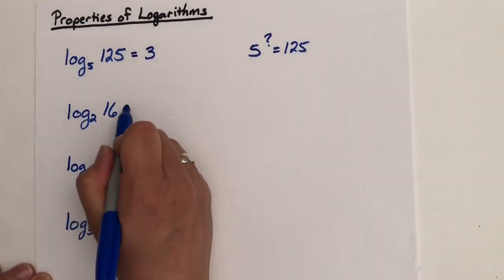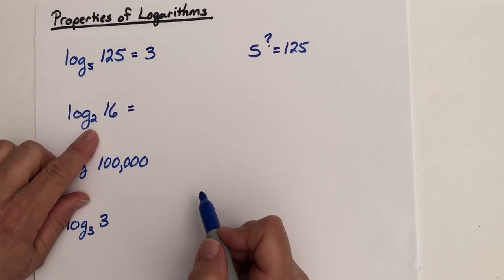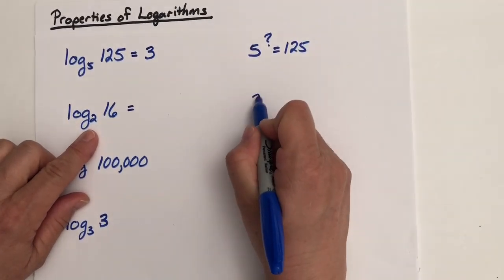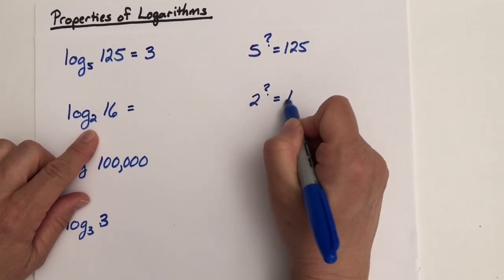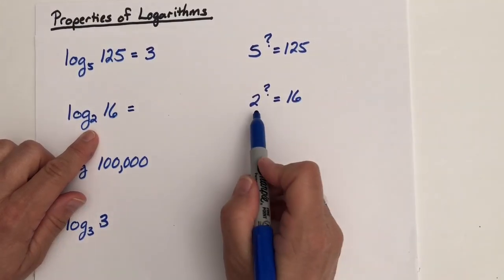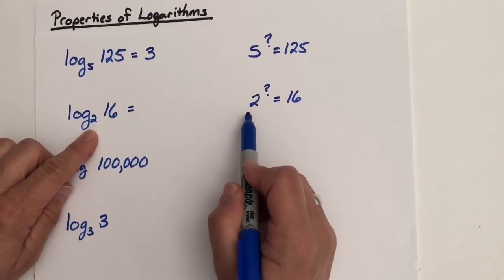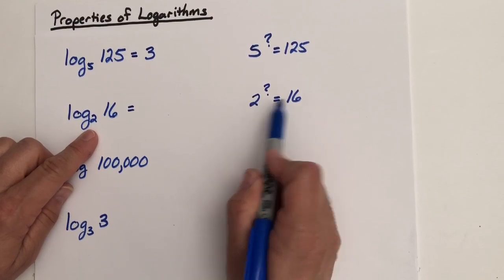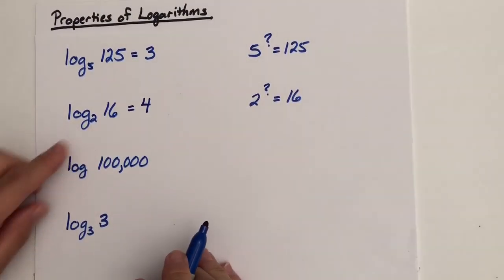So let's do our next one. The log of 16 base 2. So again, I'm thinking 2 to what power would give me 16? And we know 2 times 2 times 2 times 2. I don't remember how many 2's I said. We should have 4 factors of 2 that would give us 16. So we know the answer there is 4.